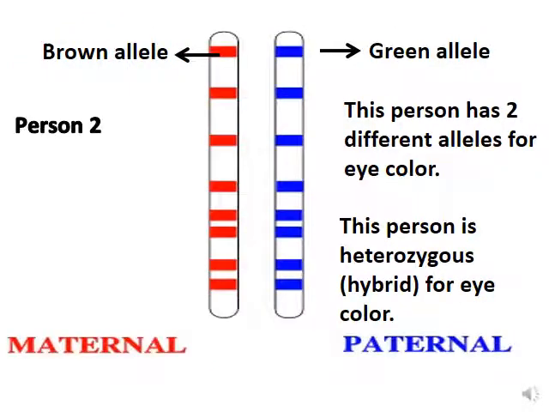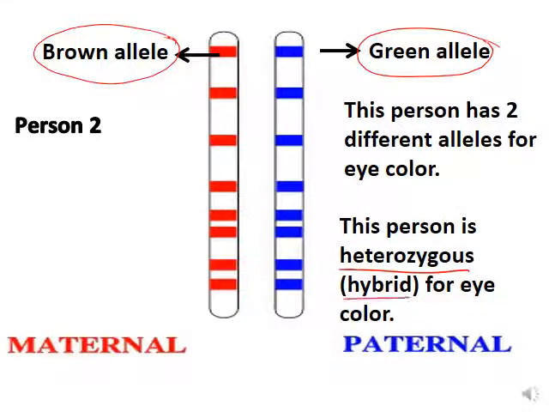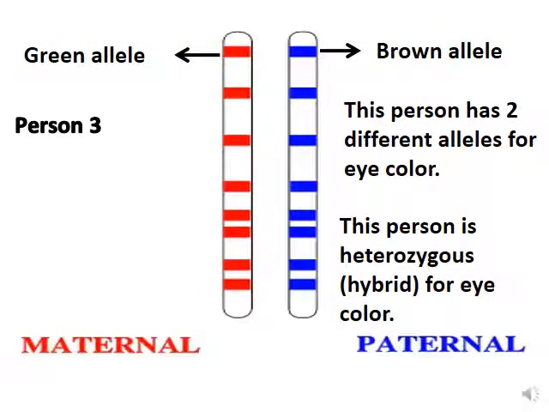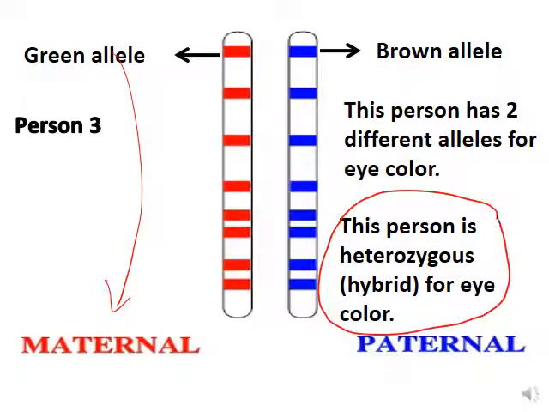Person 2 has one brown and one green. So this person has two different alleles for the eye color in this exercise, so this person is said to be heterozygous or hybrid. So whenever we have two identical alleles, it's homozygous or pure. When we have two different alleles, like the case of person 2, it's said to be heterozygous or hybrid. Person 3, we have a green and a brown. So two different alleles, but here the green is from the maternal origin. So this person is said to be heterozygous or hybrid for the eye color.